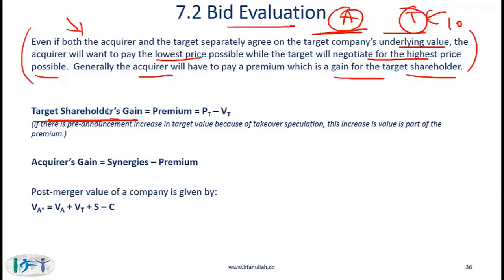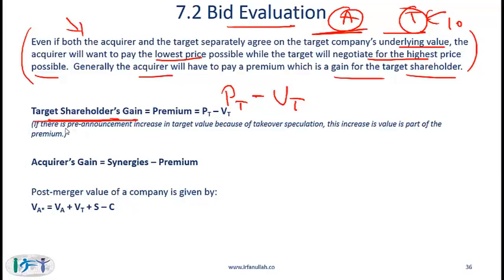If the value of the target entity before any discussion or before any rumors related to the takeover emerged is, let's say, VT, and then after the takeover discussion begins, the price of the target company starts going up, let's say to PT, what is the target company shareholders' gain because of this potential takeover? It is PT minus VT.